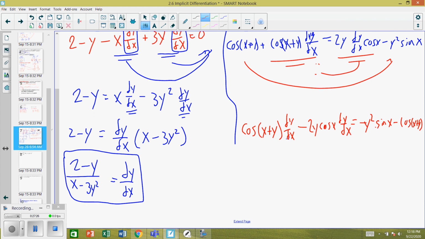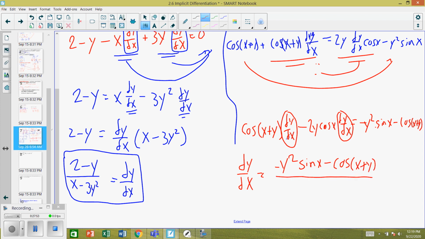Now I'm going to take out a GCF of dy over dx on this side, and then divide both sides by what's left over. I'm going to do this in one step for the sake of time. Dy over dx equals negative y squared sine of x minus cosine of x plus y on the right, divided by cosine of x plus y minus 2y cosine of x.